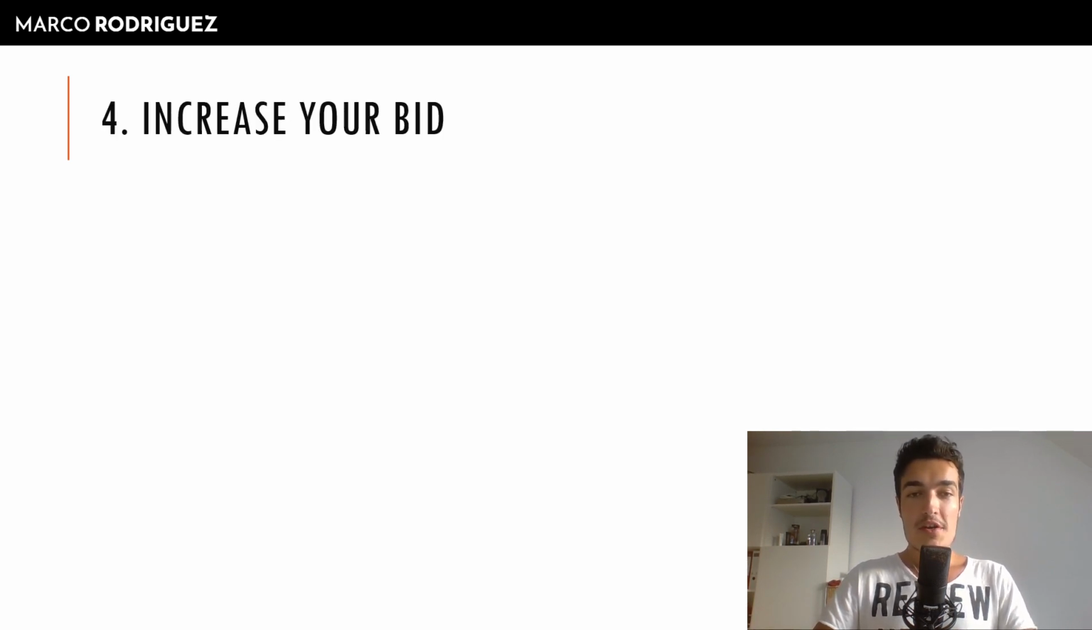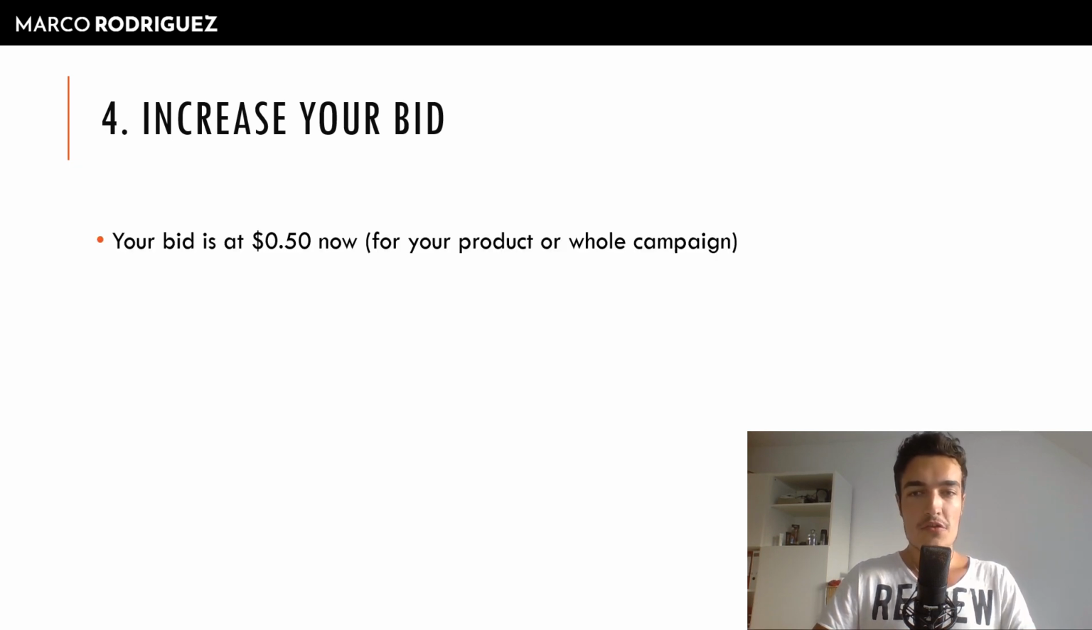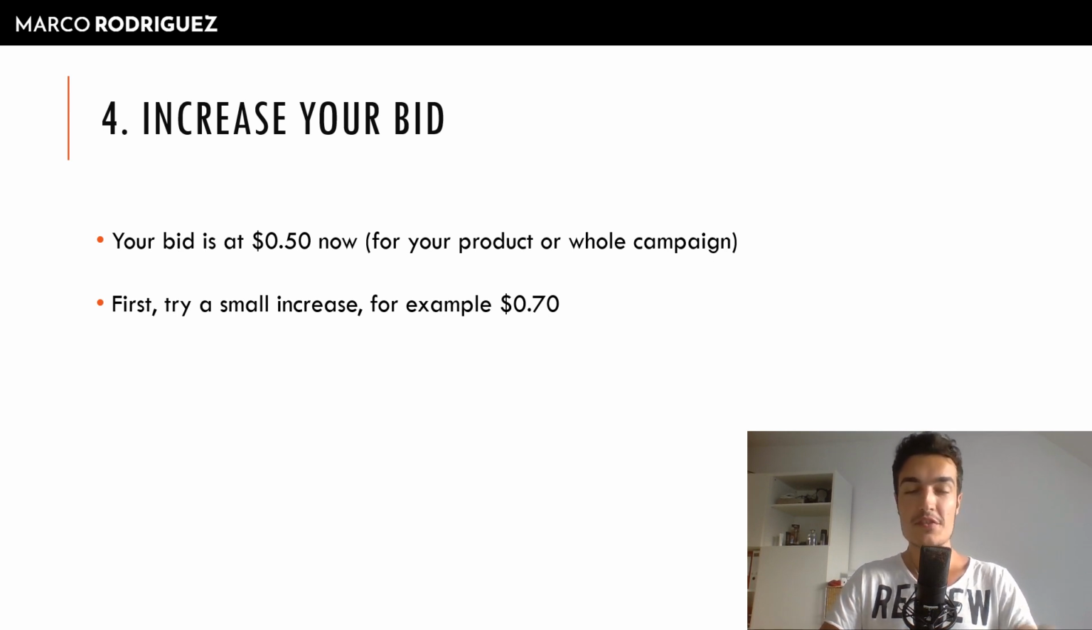Then number 4 is very simple: increase your bid. Let's say your bid is at 50 cents right now, for your whole campaign or just for a single product. You should first try a small increase, for example from 50 to 70 cents, and see whether you're just slightly below the threshold of getting impressions. This may be the case.